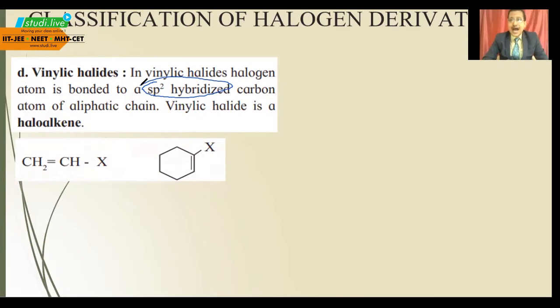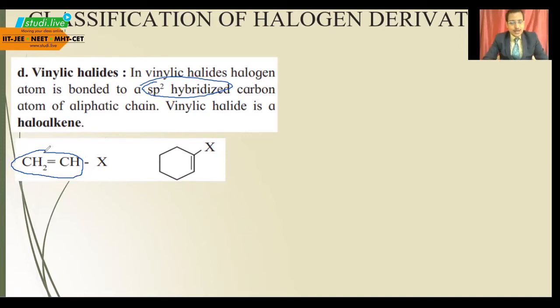Vinylic halide is haloalkene. Halo मतलब halogen और alkene मतलब कार्बन कार्बन डबल बॉन्ड. अगर कार्बन कार्बन डबल बॉन्ड है, that means we are talking about sp2 hybridization. See the things, how it is interrelated. Now what is vinyl group? ये भी हम लोग याद रखने वाले हैं. CH2 double bond CH. So CH2 double bond CH is called as vinyl group.